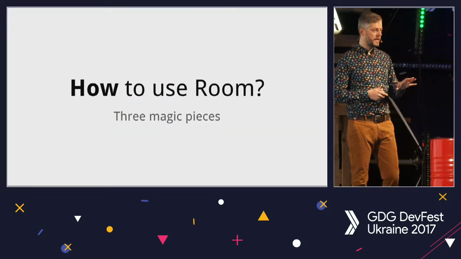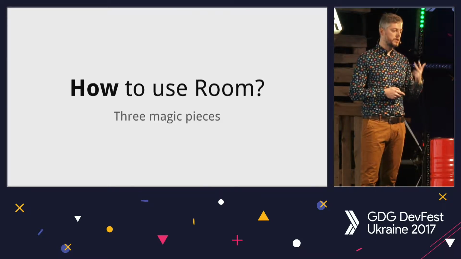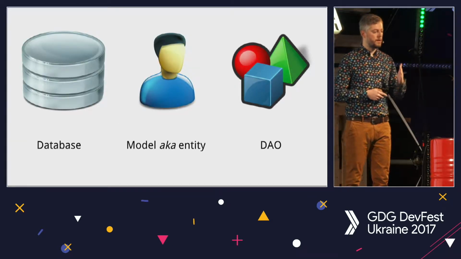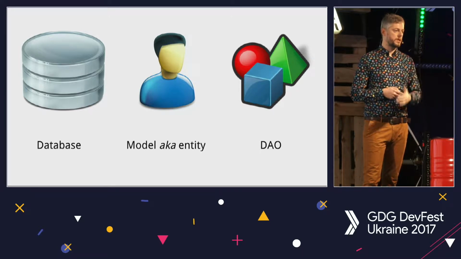And then when we try to create this room model for our application, we need actually 3 magic pieces, so to speak. A database, a model, aka entity, and something called DAO, so data access object, an object that we're going to use to access data, our entities from database. So I will start with entity and show you how to create invoice and advance payment using Room library, okay?